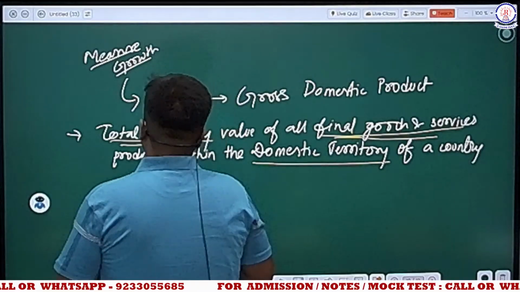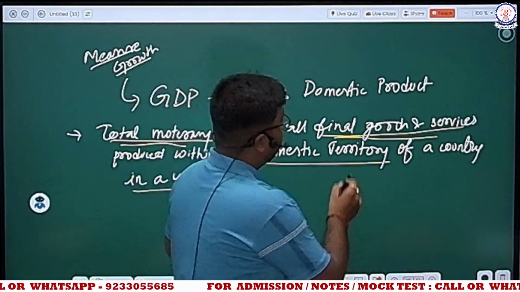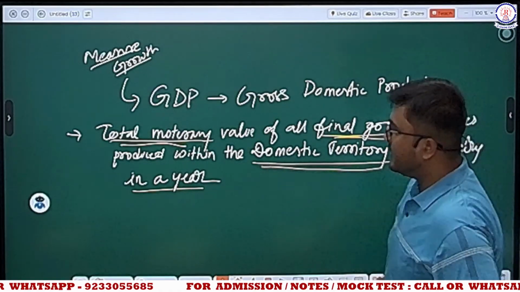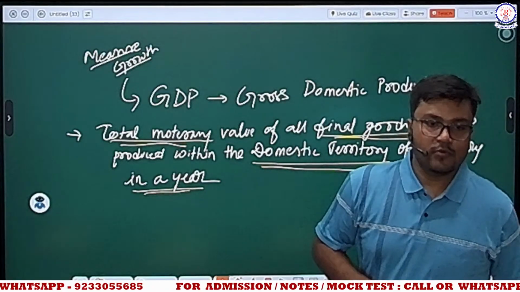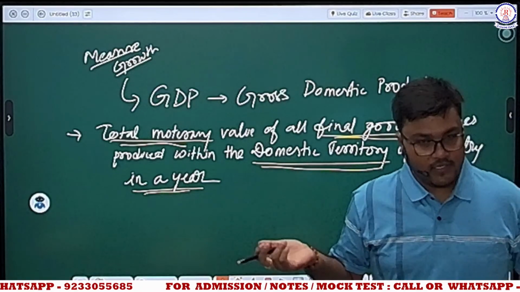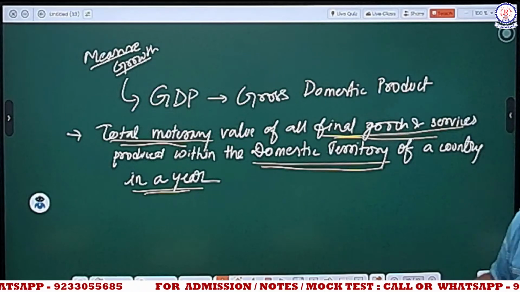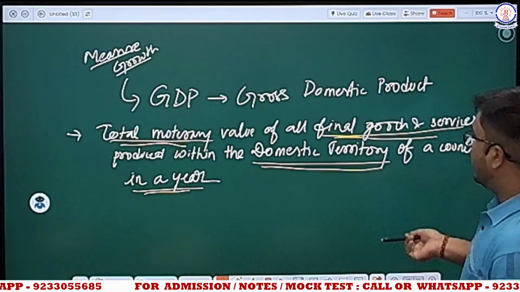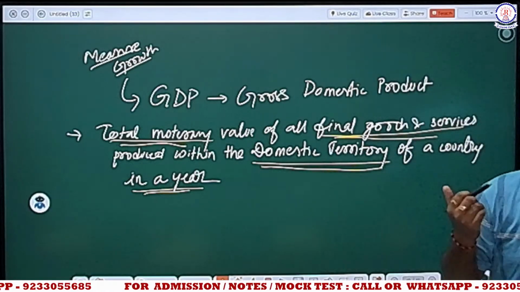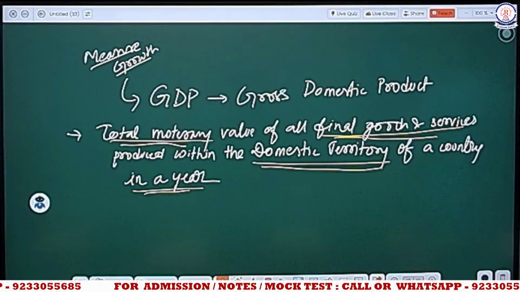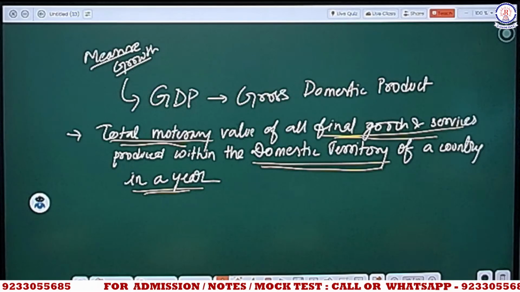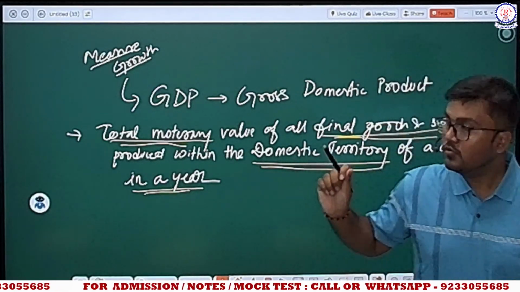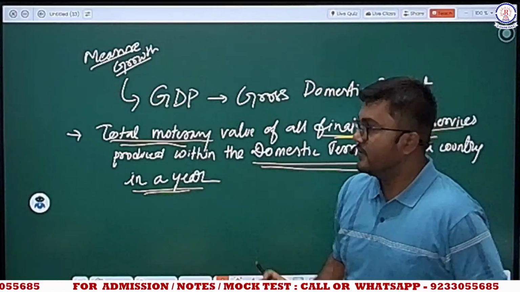But here, just keep in mind the total monetary value of the final goods and services produced within the domestic territory of a country in a year. GDP can also be calculated quarterly or half yearly, but in general it is calculated in a year, so in the definition we can write year. And domestic territory: GDP is also calculated state wise, the gross state domestic product. So keep in mind all these things whenever you try to answer this.